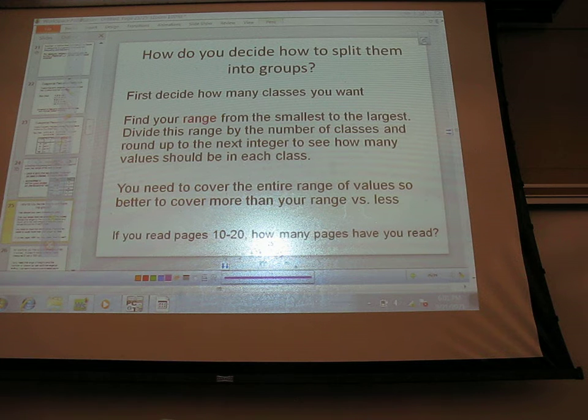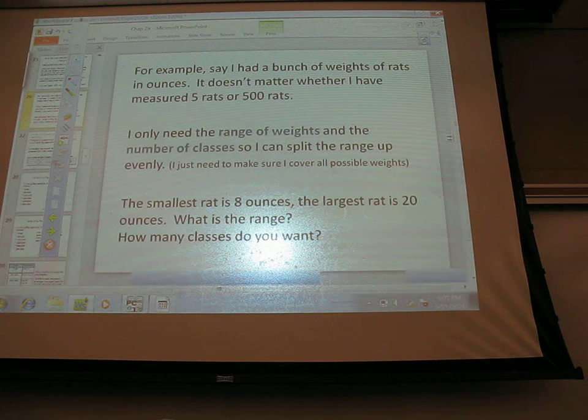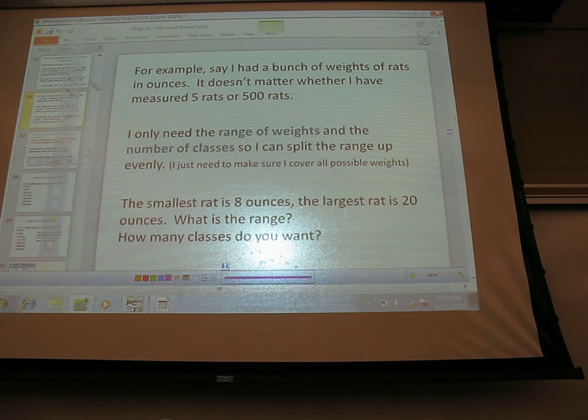All right, let me show you an example. Say I have a bunch of weights of rats. Doesn't matter whether I have 5 rats or 500 rats. All that matters is the range of the weights, so I make sure I cover all of them. The smallest rat is 8 ounces. Largest rat is 20 ounces. What's the range? Again, range is the highest number minus the smallest number. So my range is 12.